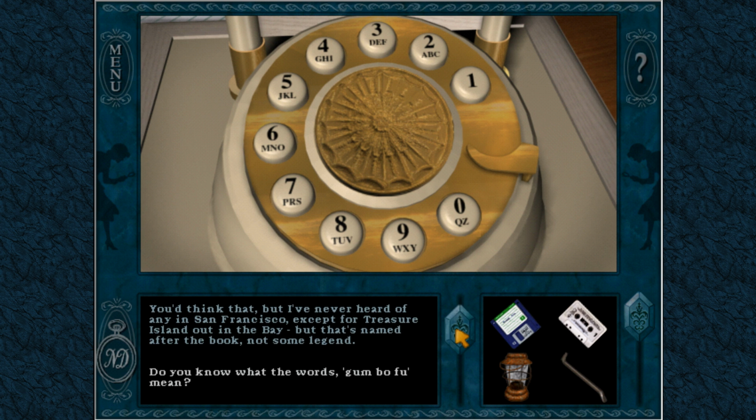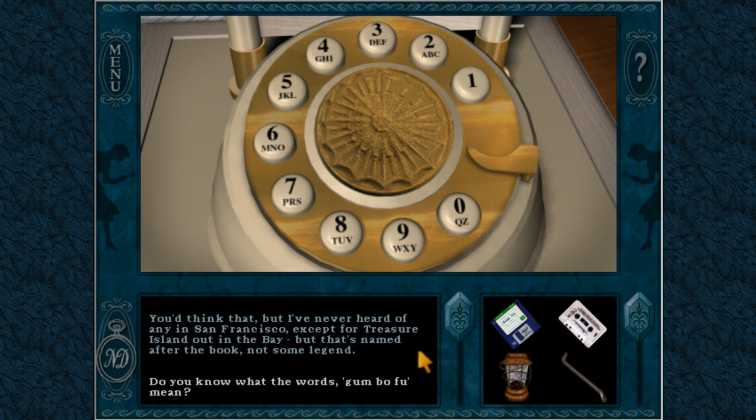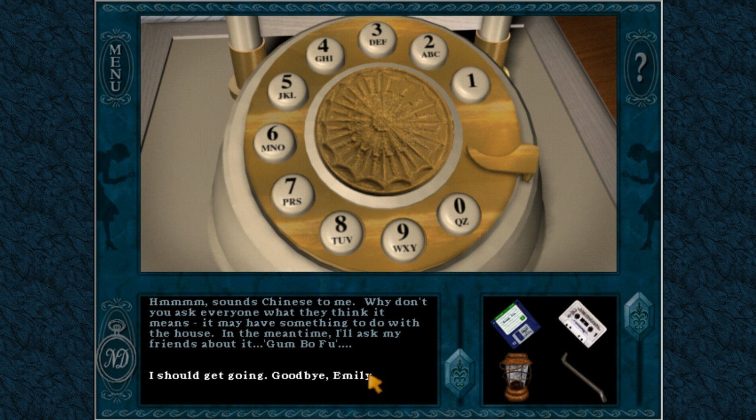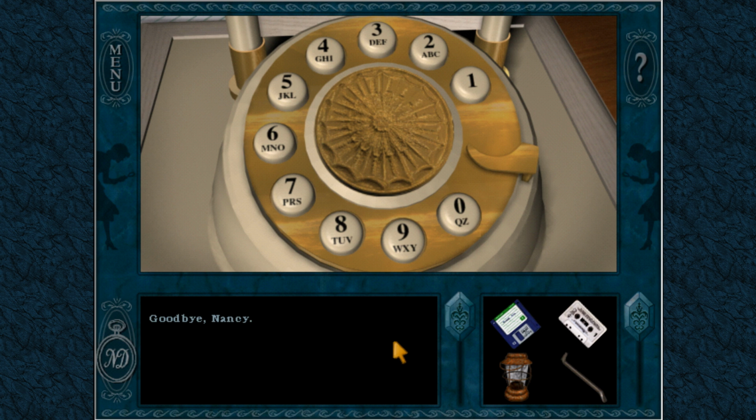With all of that gold around, I'd imagine there's a lot of buried treasure in this town. Yeah, you'd think that, but I've never heard of any in San Francisco, except for Treasure Island out in the bay. But that's named after the book, not some legend. Do you know what the words Gumbo Foo mean? Sounds Chinese to me. Why don't you ask everyone what they think it means? It may have something to do with the house. In the meantime, I'll ask my friends about it. Gumbo Foo. I should get going.